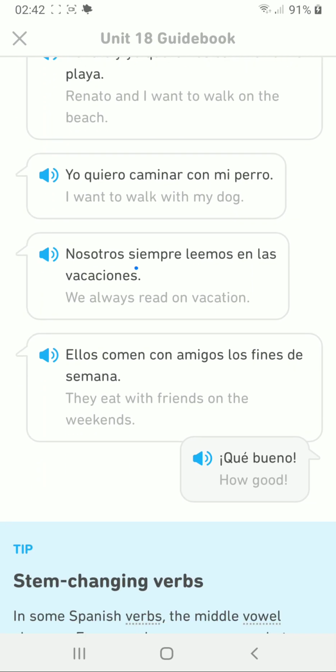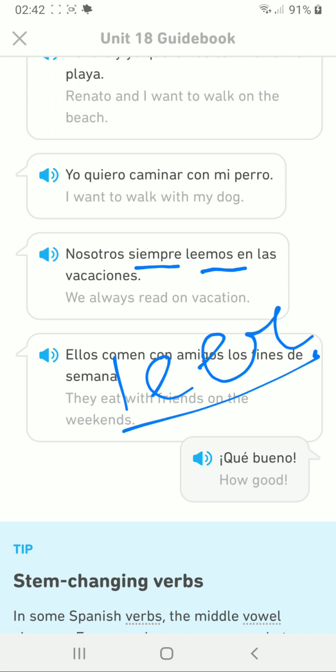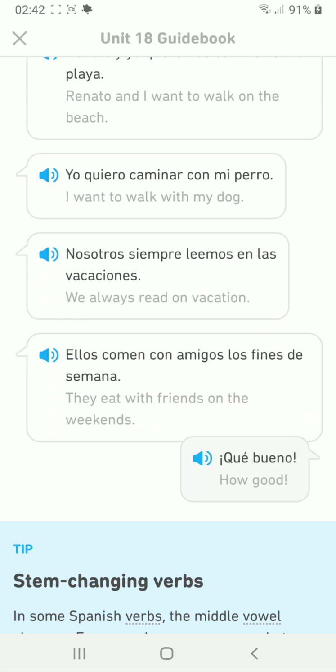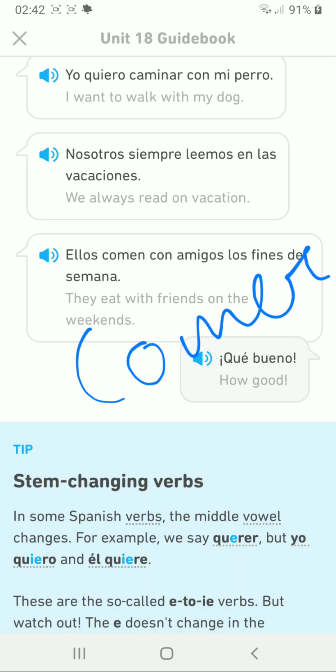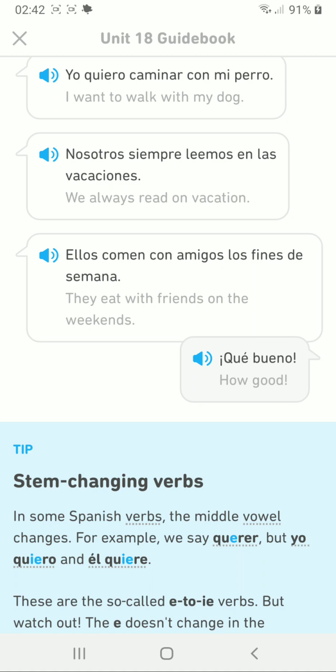Nosotros siempre, something new. Siempre, it's always. Nosotros siempre leemos. This is the verb leer. We have seen it. Yo leo, tú lees, él, ella, usted lee, leemos. Nosotros leemos en las vacaciones. So we always read on vacation. And ellos comen. This is the verb comer. So what is comer? It is to eat. So ellos comen. Yo como, tú comes, comemos y comen. Con amigos, with friends.